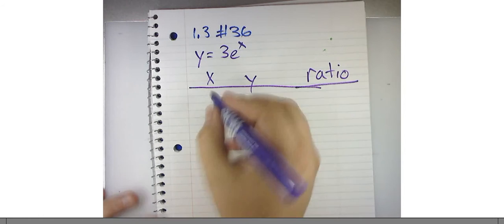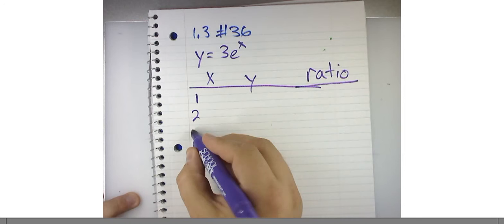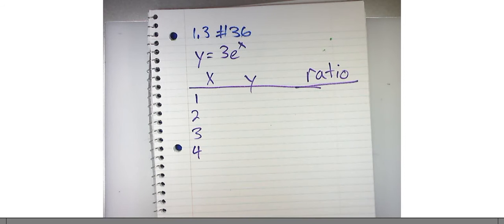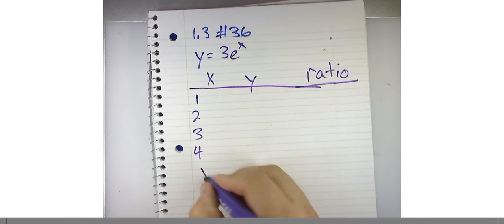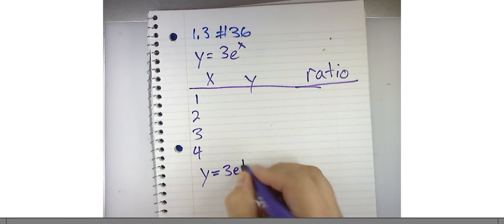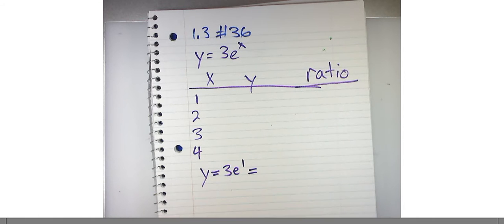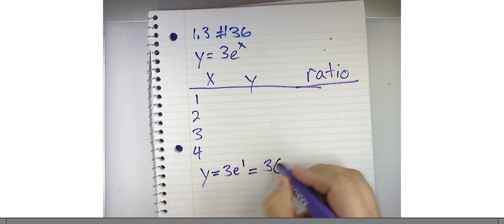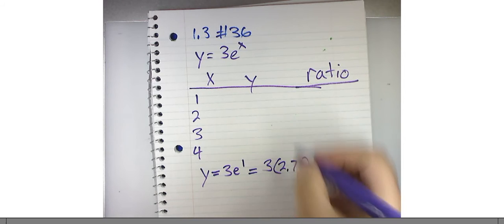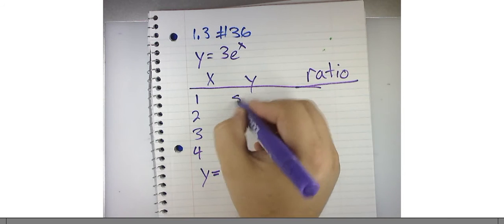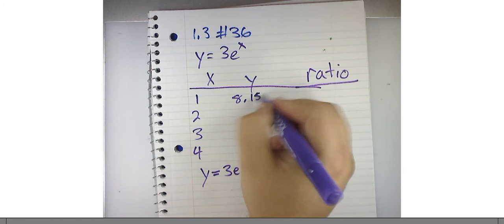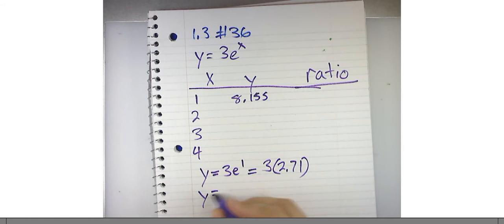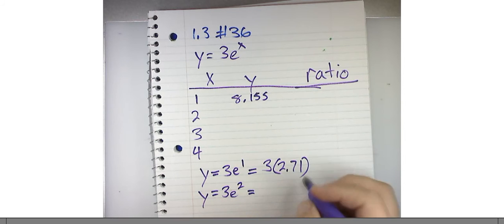In other words, if I let x equal 1, 2, 3, and 4, what I want to do to find the y value, I'm just going to plug that in. So, for example, if I said y is equal to 3e to the 1, that's going to be approximately, remember e is approximately 2.71, it's the same as saying 3 times 2.71. So when I plug that in that way for my y value, I would get 8.155.